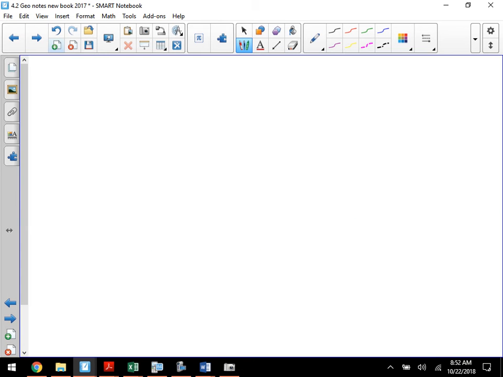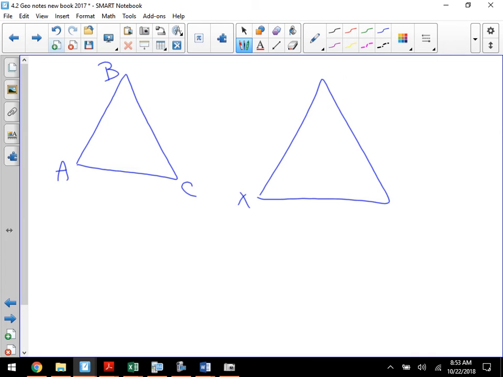The other method is called side angle side. Now, look where that angle is when I write out the letters SAS. Where is that angle? In the middle. It's between the 2 sides. So we call that an included angle. So if I have these 2, it's the angle between sets of congruent sides.